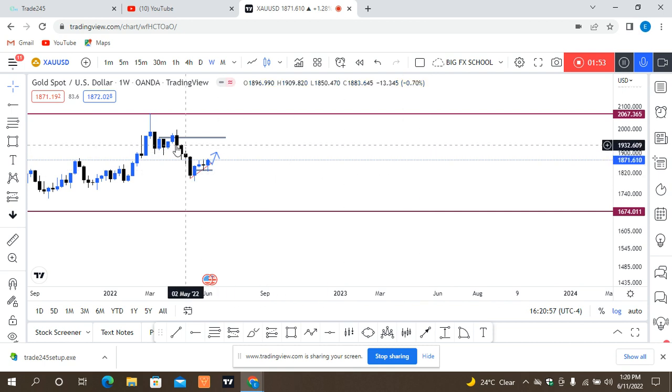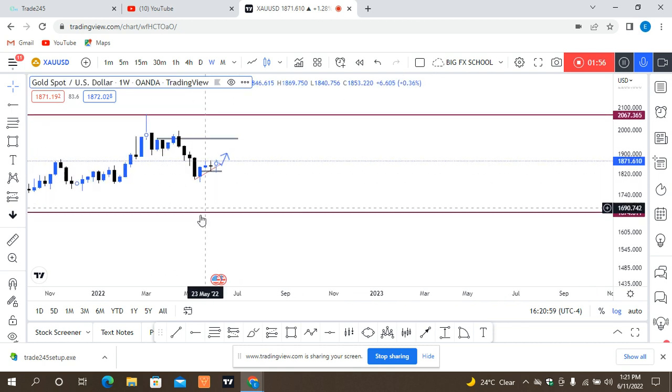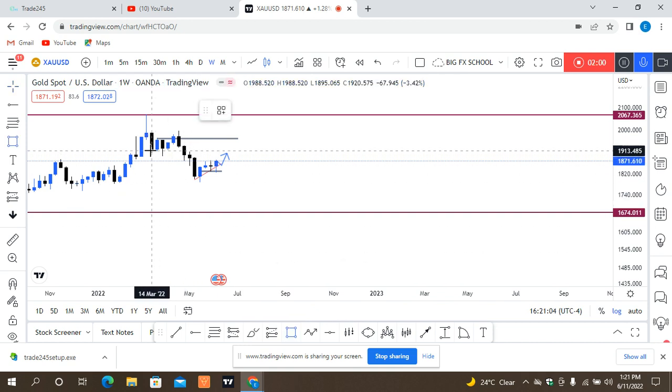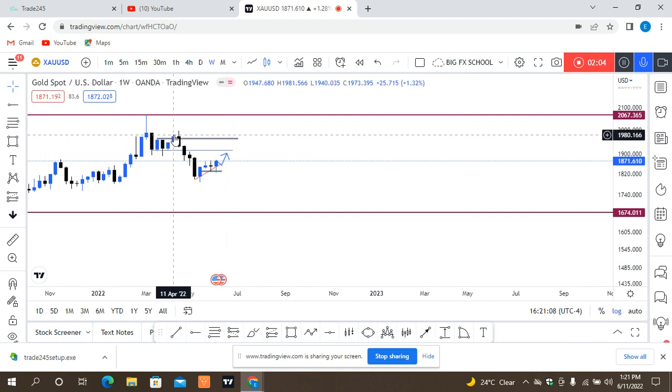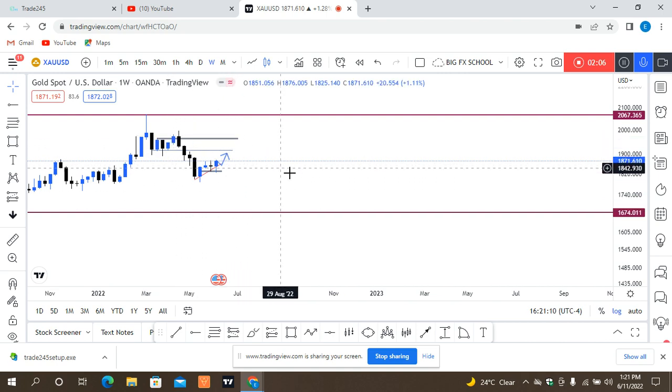And as you can see here, there is the BMS, breaking market structure here, breaking the market structure here, then it is turning to the order block before going down.